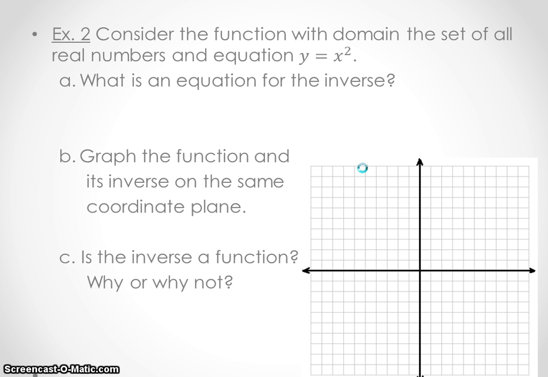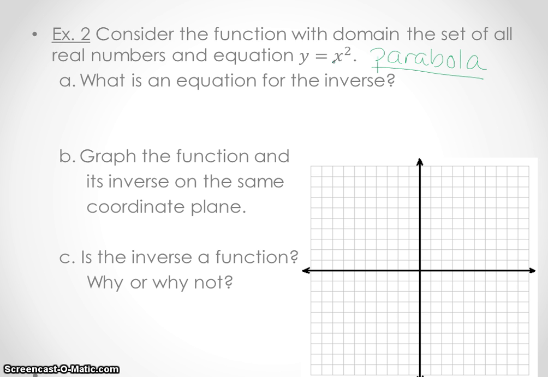Alrighty, example 2 says consider the function with domain the set of all real numbers and equation y equals x squared. So you're probably already thinking to yourself, hey, I know what that graph is going to look like. It's x squared, so it's going to be a parabola. Alright, so we should expect something as such. It says, what is the equation for the inverse?